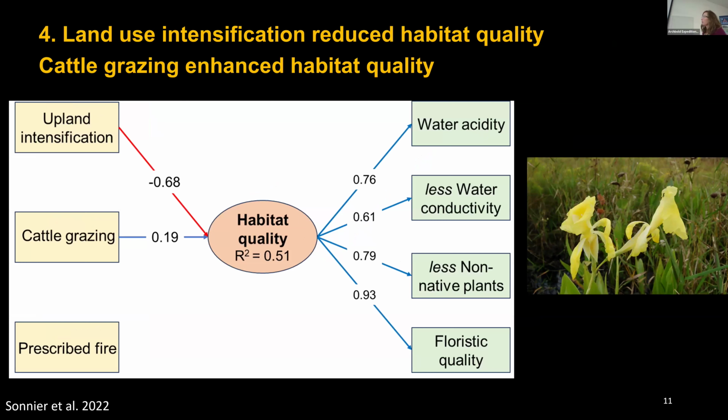Habitat quality was represented by water pH, less water conductivity, less non-native plants, and a metric called floristic quality. And we see, not surprisingly, a negative effect of upland intensification on habitat quality, but a small positive effect of cattle grazing on wetland habitat quality.